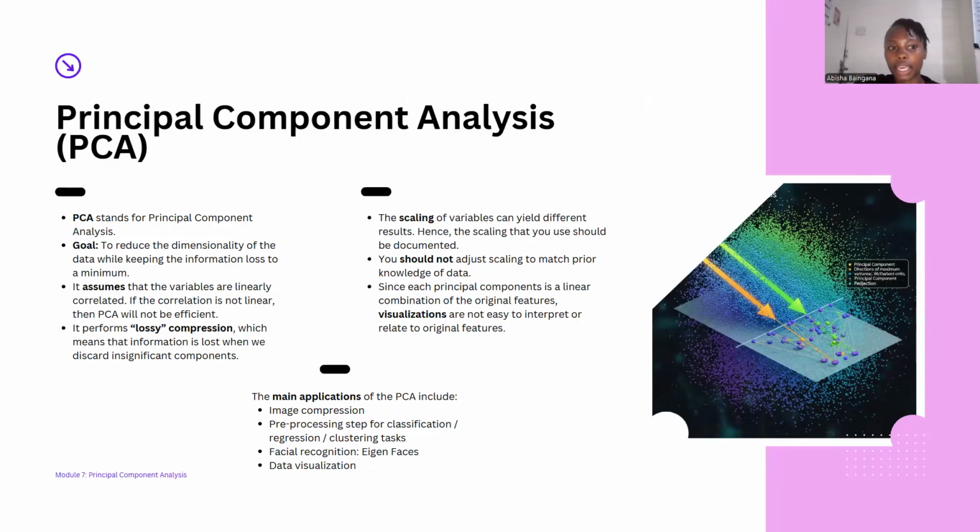And our last module that we're going to be looking at today is the principal component analysis, or what you can call the PCA. Its goal is to reduce dimensionality of the data while keeping the information loss to a minimum. It performs lossy compression in that information is lost when we discard insignificant components. You should not adjust scaling to match prior knowledge of data. This is because scaling can yield different results, hence the scaling that you use should be documented. Main applications of PCA include image compression, data visualization, facial recognition, and pre-processing for classification.